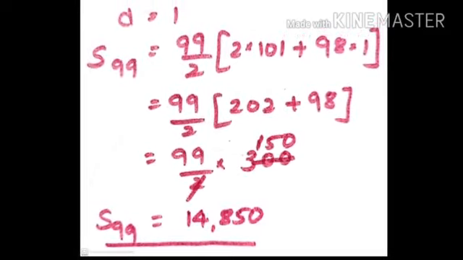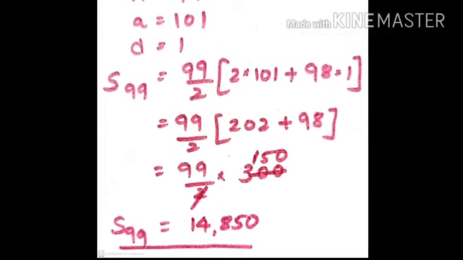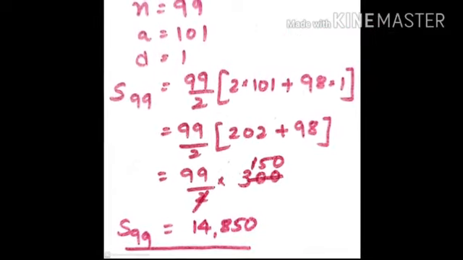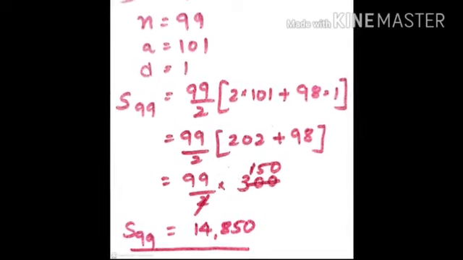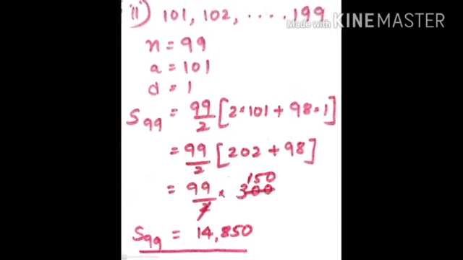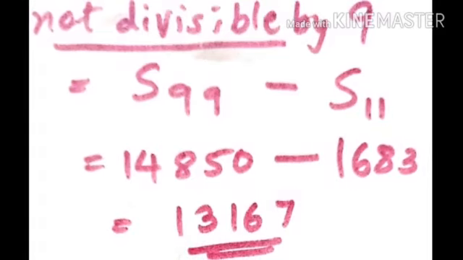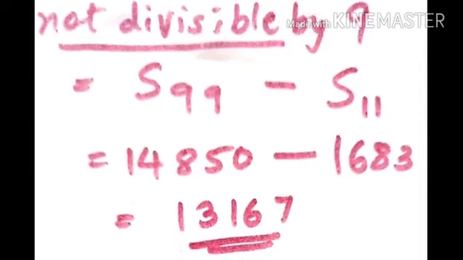Now we will find the sum of only the values not divisible by 9. How do we find it? We take the sum of all 99 terms minus the sum divisible by 9, which we found in the first part. We will subtract that value from this value. So here I have written: not divisible by 9 answer is equal to S99 minus S11. That is 14,850 minus 1,683, which is equal to 13,167. I have completed up to here.